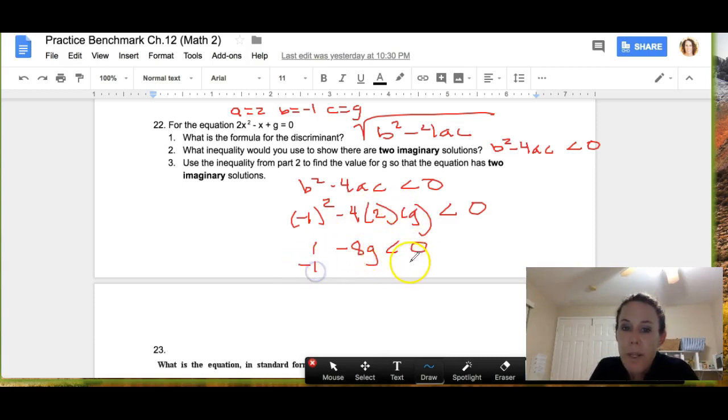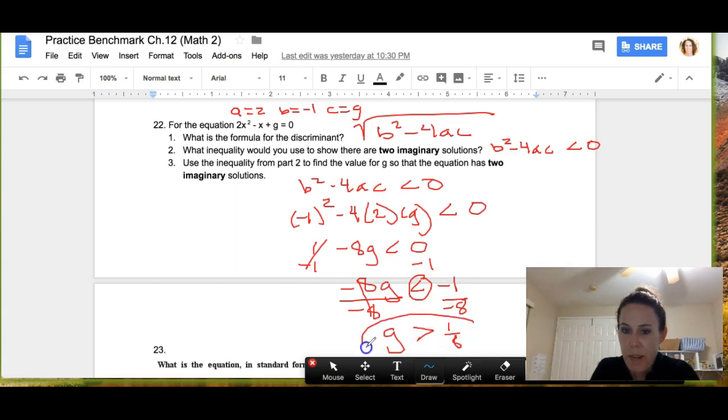Solve. Subtract 1 from both sides of the inequality. -8g is less than -1. Now I just subtracted, I didn't divide by a negative, but now I am going to divide by a negative. Careful, when you divide by a negative, a red flag should go off. This has to flip. So g is greater than, and a negative divided by a negative is a positive, g is greater than 1/8, and you're finished. In order for this to have two imaginary solutions, your g value has to be greater than 1/8. That's going to force this to be less than 0, which would cause you to have imaginary solutions.